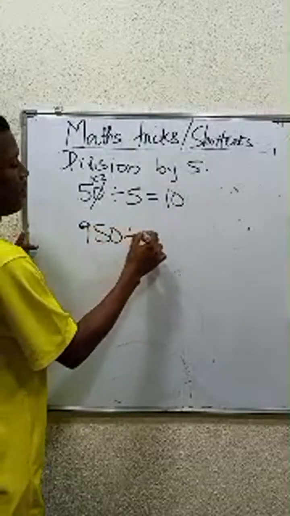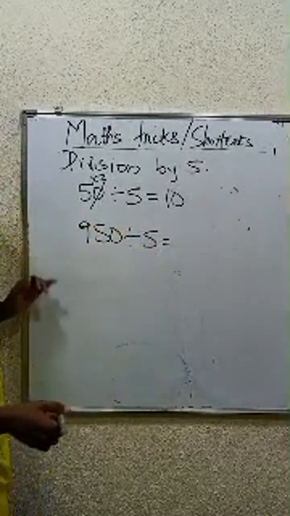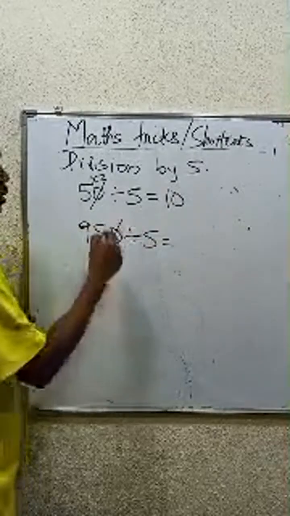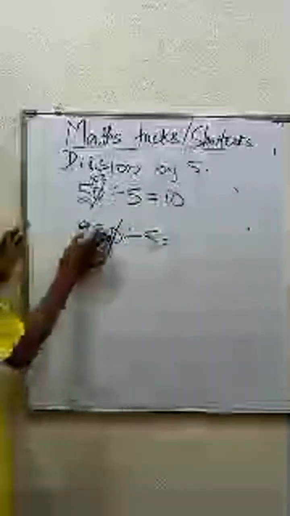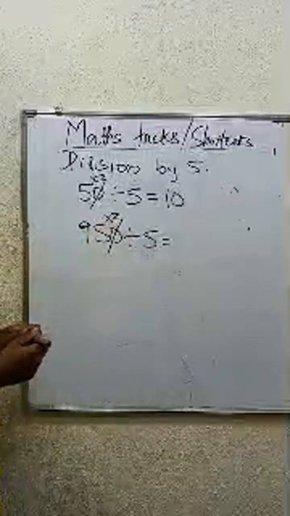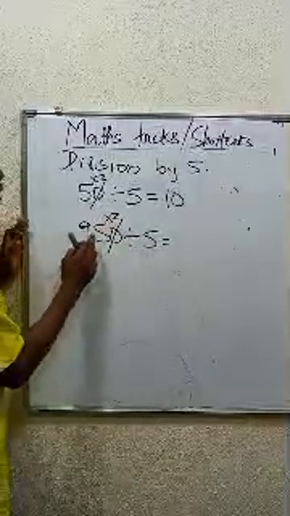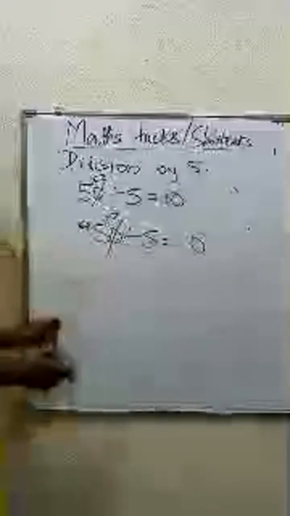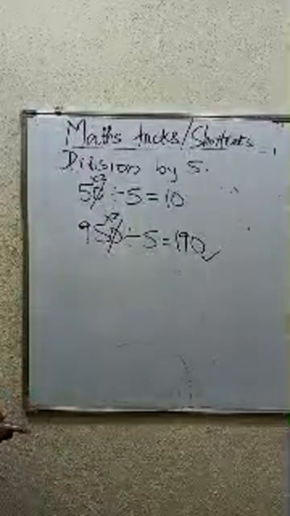Let's say you have 950 divided by 5. Instead of stressing yourself with dividing and carrying over, all you have to do is remove the 0, then multiply by 2. 5 times 2 is 10, 9 times 2 is 18, plus 1 is 19. So it's 190. Very simple.